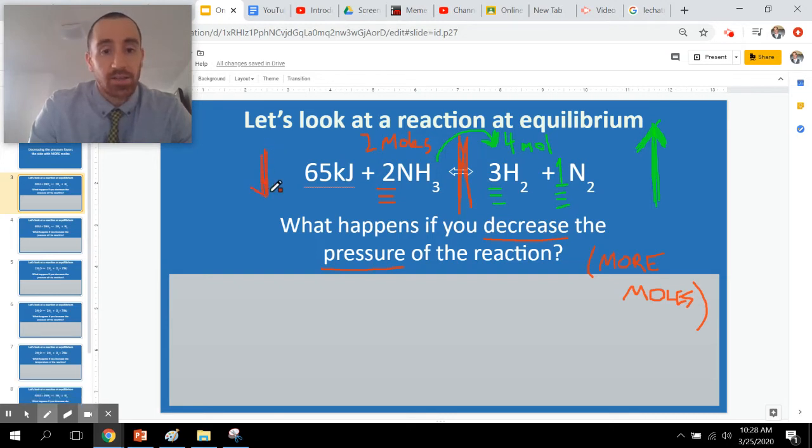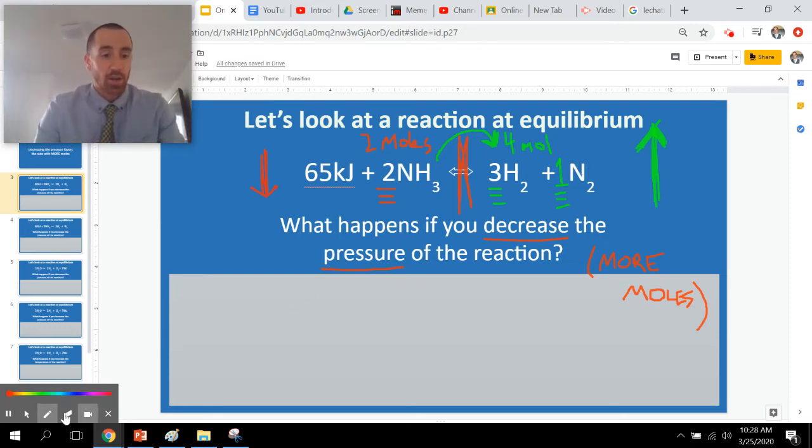So what you'll say is, what happens if you decrease the pressure of the reaction? The amount of NH3 will decrease. The amount of H2 and N2 will increase. And that's all you have to do. All right, let's try another one.